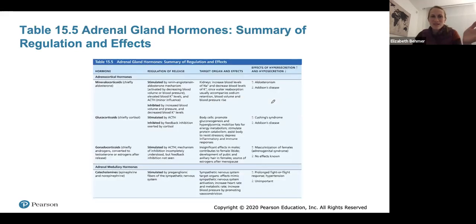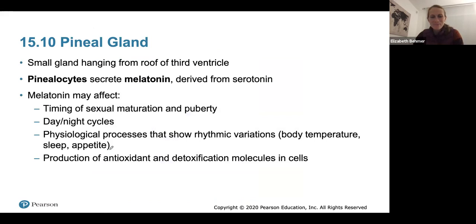So this is the adrenal gland hormones in a basic summary. And again, what I focused on and highlighted are all that you guys need to know about those. And then the last couple of slides, we're coming to the end. This is a shorter PowerPoint.